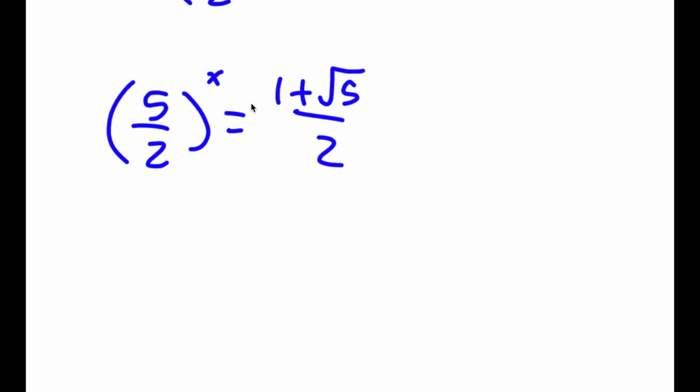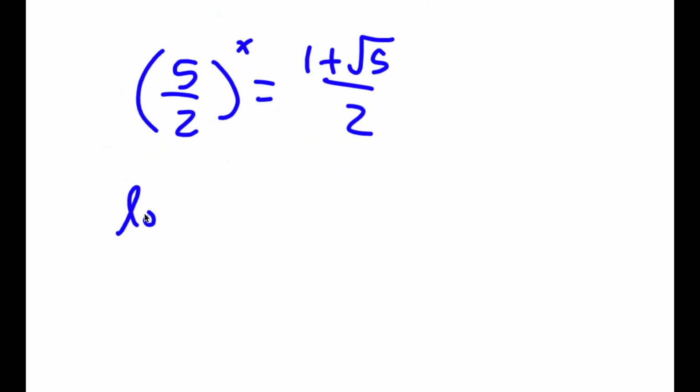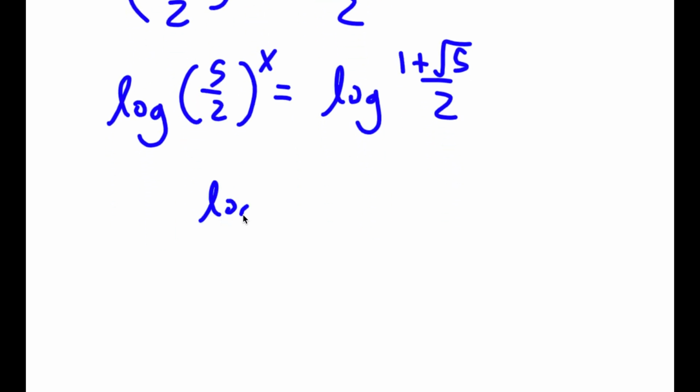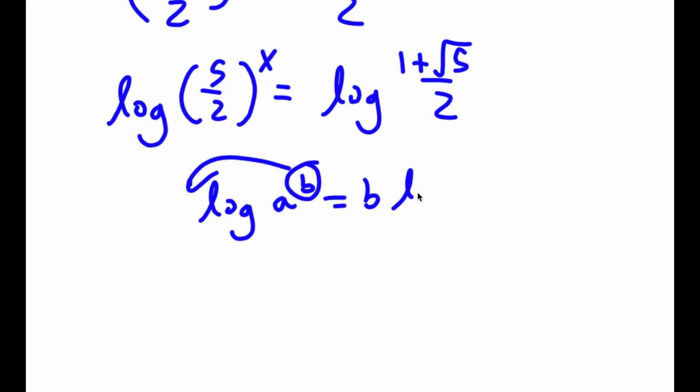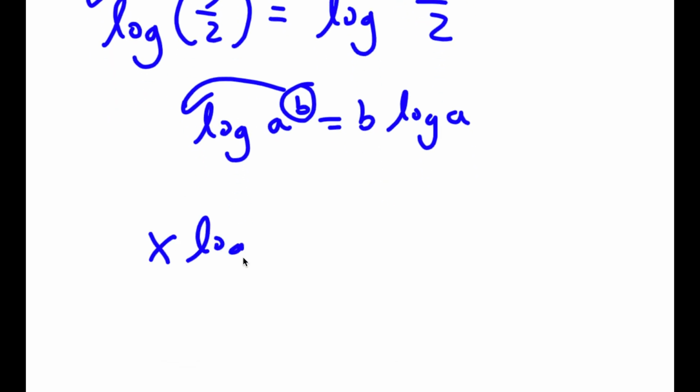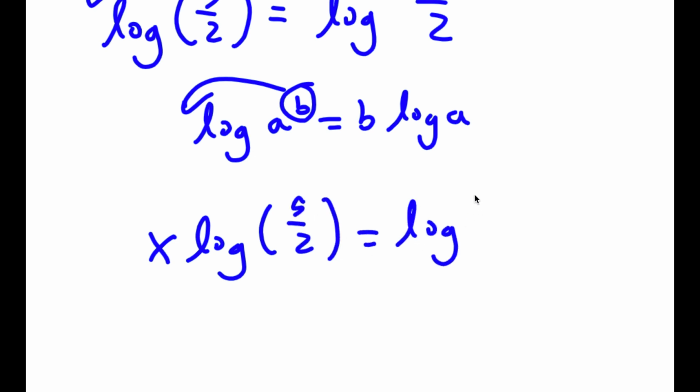So to solve this, I'm going to first start by taking the log on both sides. So now I have log of 5 over 2 to the power of x is equal to log of 1 plus the square root of 5, over 2. Now if I have something in the form log a to the power of b, I can move this exponent b to the front, so now I have b times log a. So in this case, I can move x to the front. So now I have x times log 5 over 2 is equal to log of 1 plus the square root of 5, over 2.